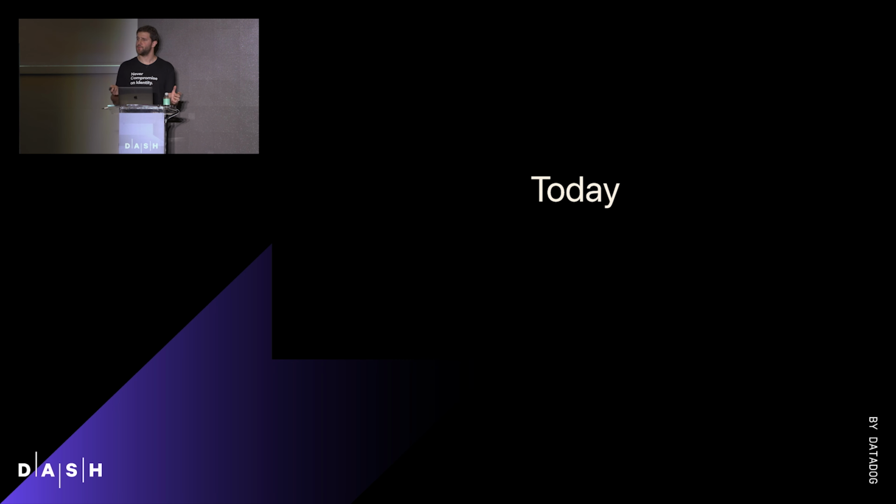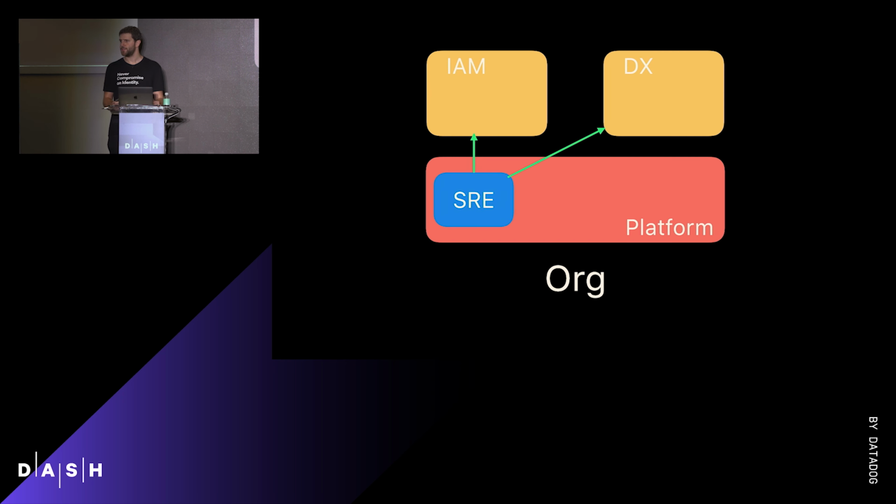Question is, okay, it's been a year. Where are we today after all of this? This is what our org looks like. It's a very simple picture, but we have our platform group. SRE is a part of that. We have other teams there that run, for example, our infrastructure, networking, internal services, tooling. And then we have other groups like IAM and developer experience that have product engineering teams, and SRE collaborates with all of them.